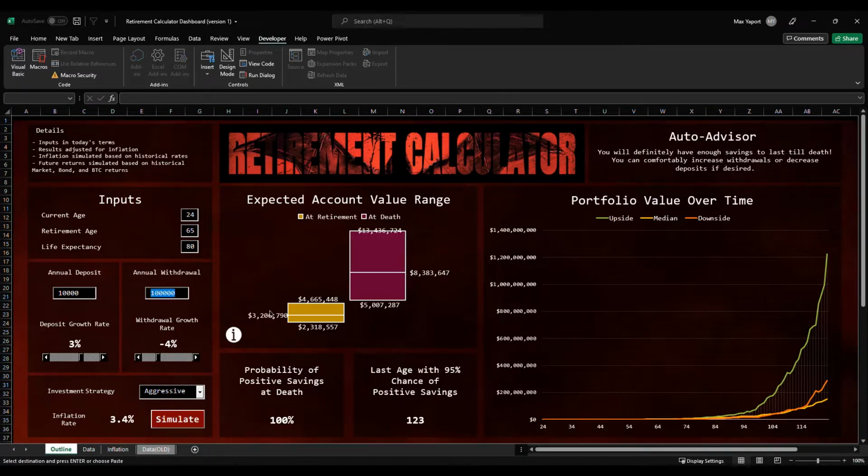So let's say Batman sees this, he gets a little excited. Let's say he chooses to withdraw a little bit more money with a lower growth rate and maybe deposit a little bit less per year, so he can have a little bit more spending money today. And let's say he tries a balanced strategy this time just to see how that works.